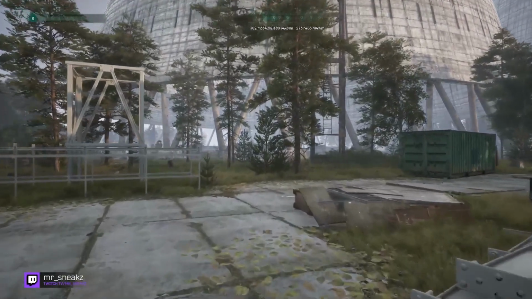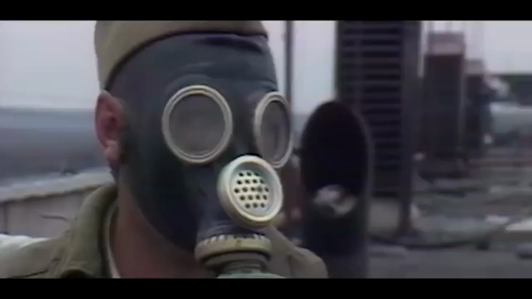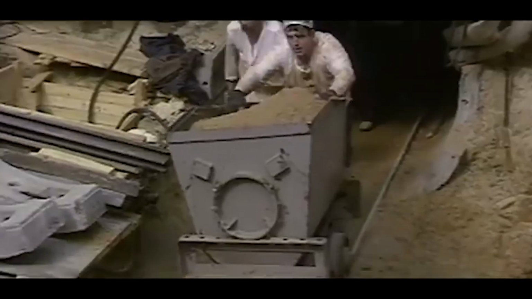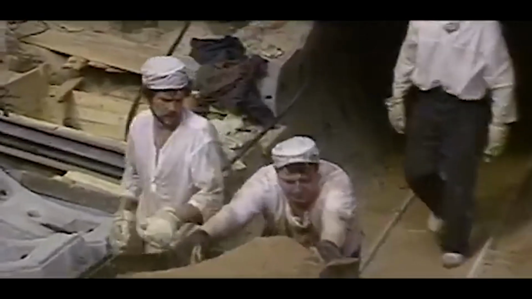In the immediate aftermath, the first to respond were the firefighters from Pripyat, who were called to extinguish the fires raging across reactor buildings. Unaware of the radiation exposure they were suffering, these brave men fought the blaze for hours. Among them was Lieutenant Vasily Ignatenko, who later succumbed to acute radiation sickness. Their courage prevented the fire from spreading to other reactors, but it came at a terrible cost.